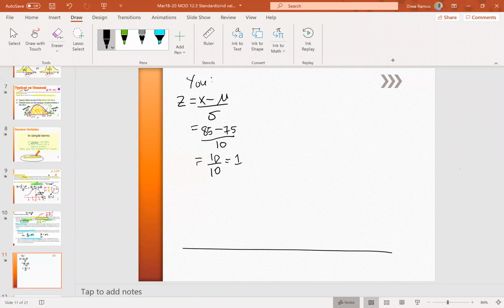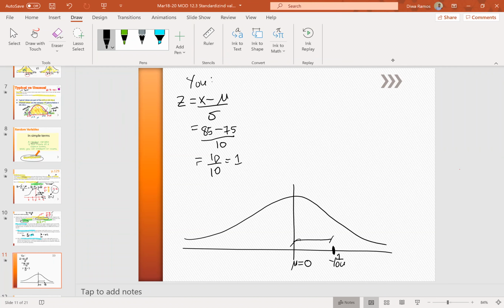What does that mean? So when we standardize your score from the center, which is 0 standard deviation, you are 1 standard deviation above the mean. So you performed really well. It's very good. That's very high. It's 1 standard deviation above the mean. Okay, so how about your friend?